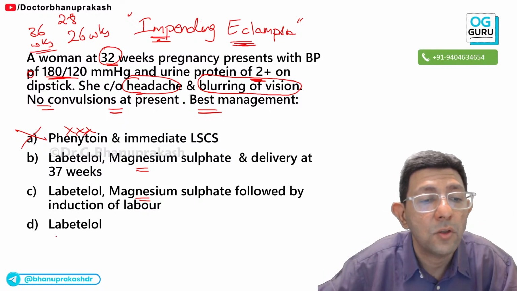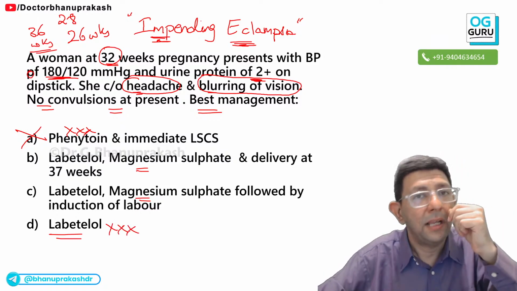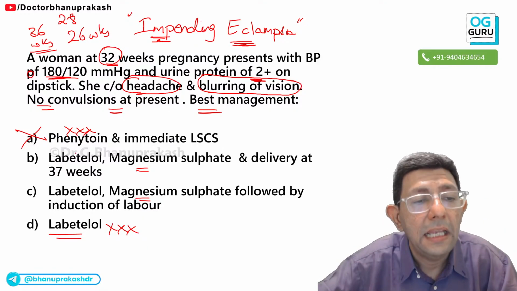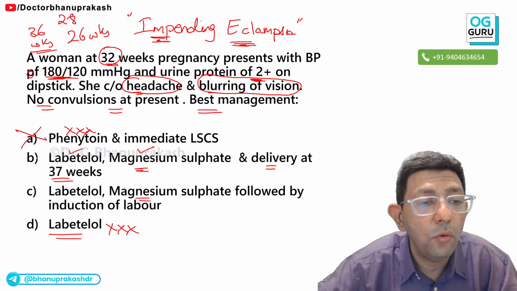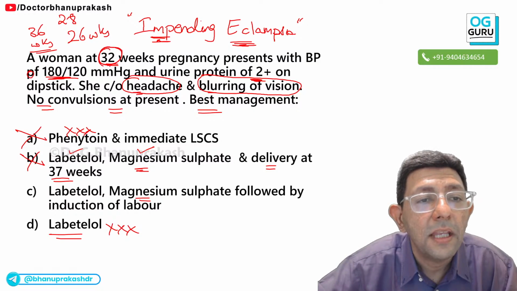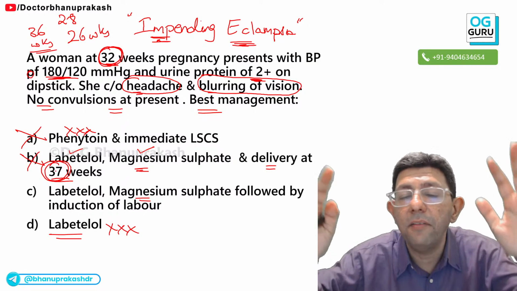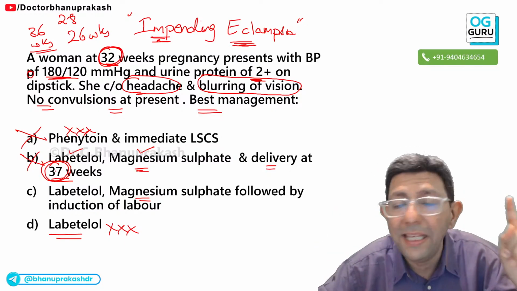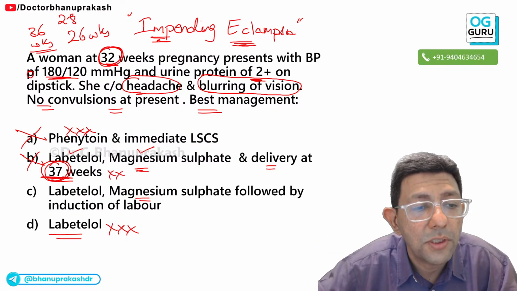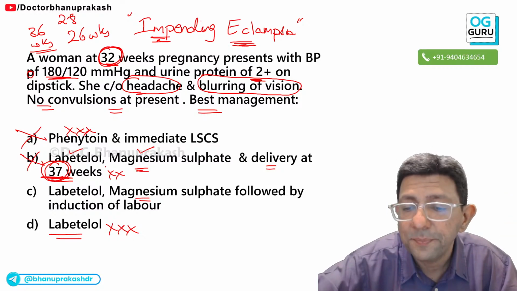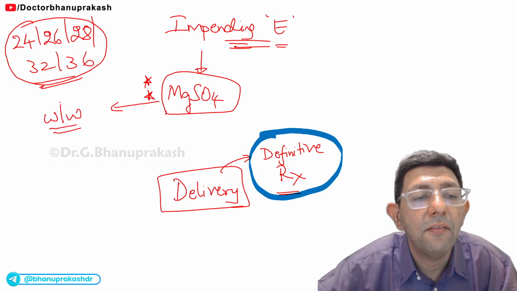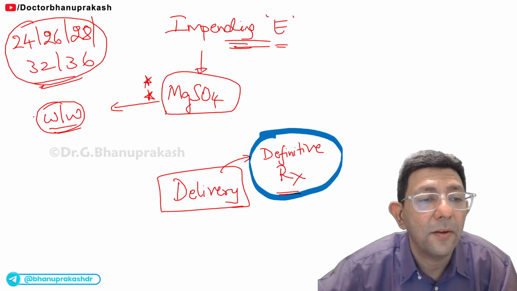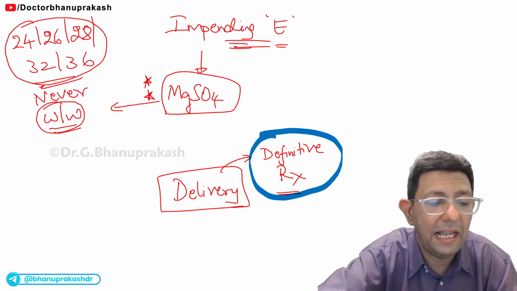Magnesium sulfate is given. So only labetalol is not correct. Labetalol, yes, I would want to give. Magnesium sulfate also I will give, but then delivery at 37 weeks? No. We are only at 32 weeks. If I wait till 37 weeks, the mother will die. Is it clear? Option B is wrong, because it is telling you to wait. Do you understand? You cannot say that I will give magnesium and then wait till 37 weeks. Never. Never wait and watch.